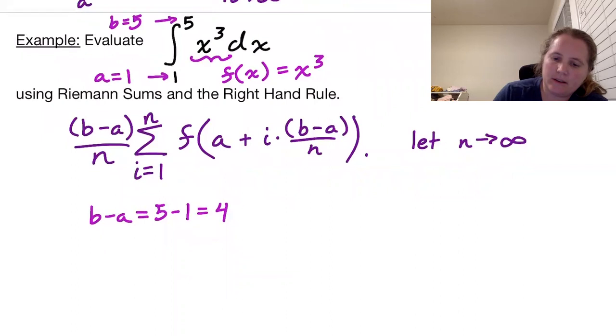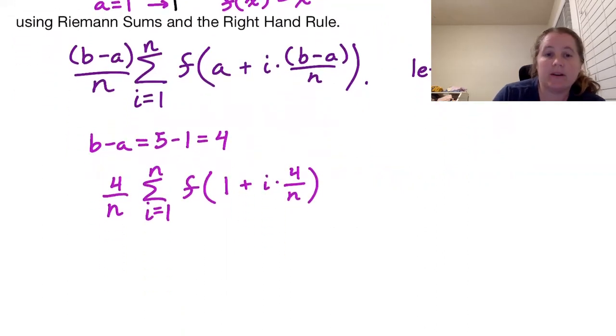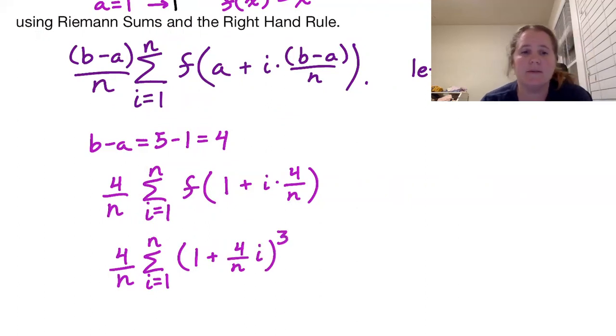And so what we're looking at is we have 4 over n times the summation from i equals 1 to n of f of a, which is 1 plus i times 4 over n. Or in other words, we have 4 over n times the summation from i equals 1 to n of 1 plus 4 over n times i, the whole thing cubed.